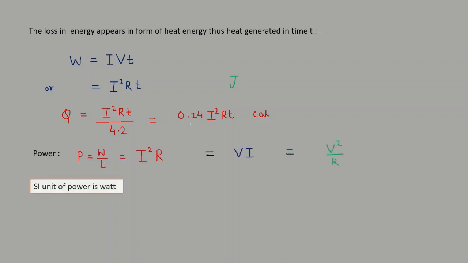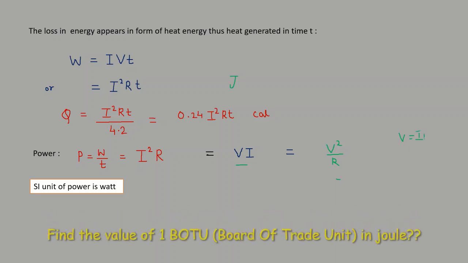Now power. Power is the rate of doing work, and thus P equals W by T, hence I square into R, or it can be written as V into I, or equals V square by R. We obtain these other relations with the help of the relation V equals I into R, that is Ohm's law. The SI unit of power is watt.